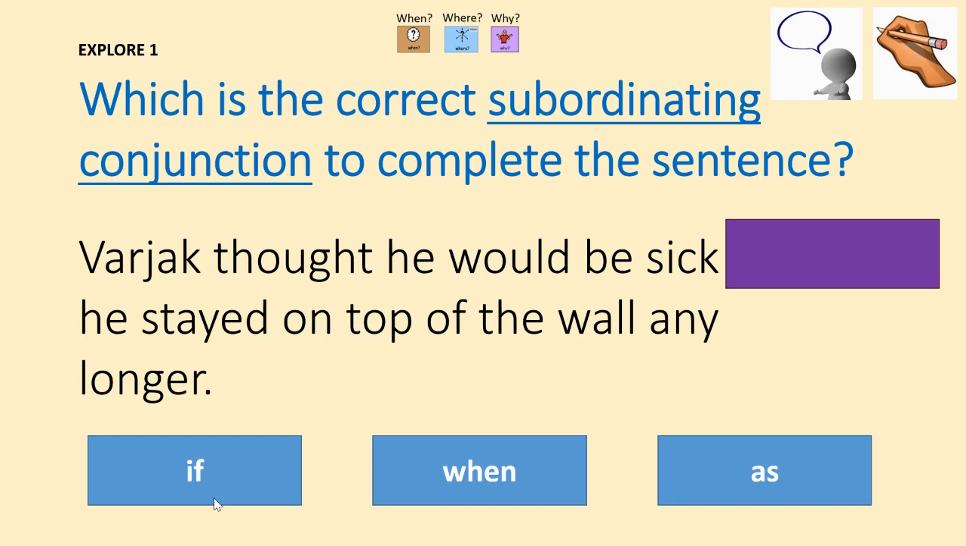Okay, your turn to do this one. We'll read the sentence together, then we'll read the subordinating conjunctions, and you're going to pause and do it and work out what is the correct subordinating conjunction. Varjak thought he would be sick. He stayed on top of the wall any longer. The subordinating conjunctions are if, when, as. Do that now. Press pause.